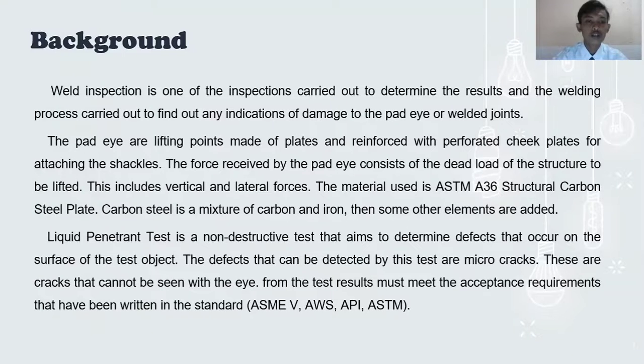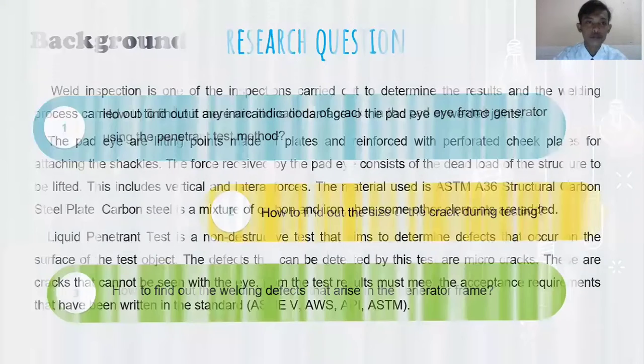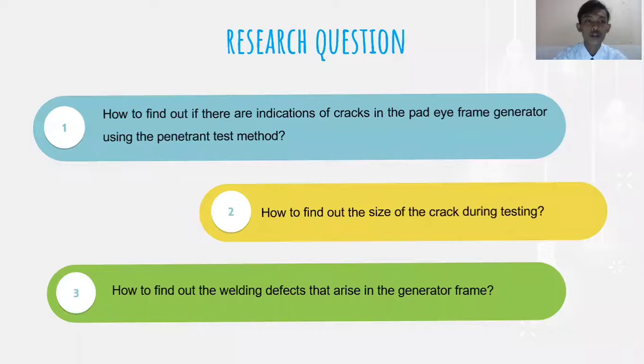Liquid penetrant test is a non-destructive test that aims to determine defects that occur on the surface of the test object. The defects that can be detected by the test are micro cracks. They are cracks that cannot be seen with the eye. The test result must meet the acceptance requirements that have been set in the standards ASME, AWS, API, ASTM.